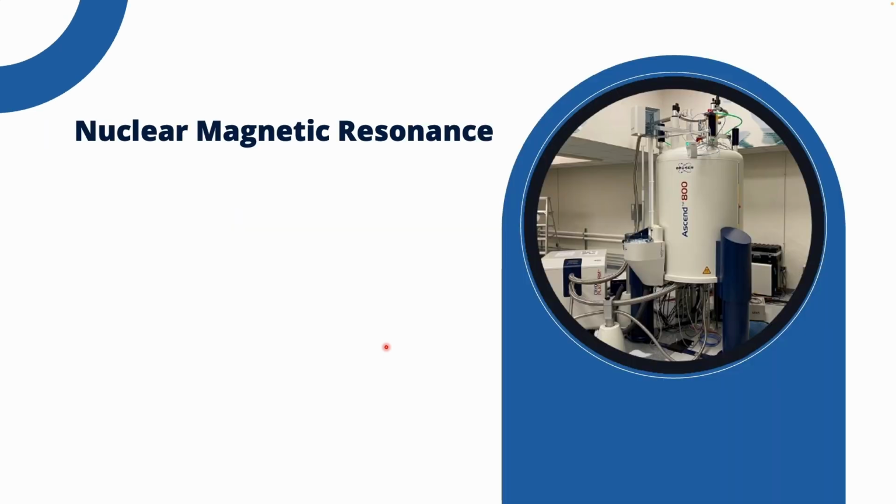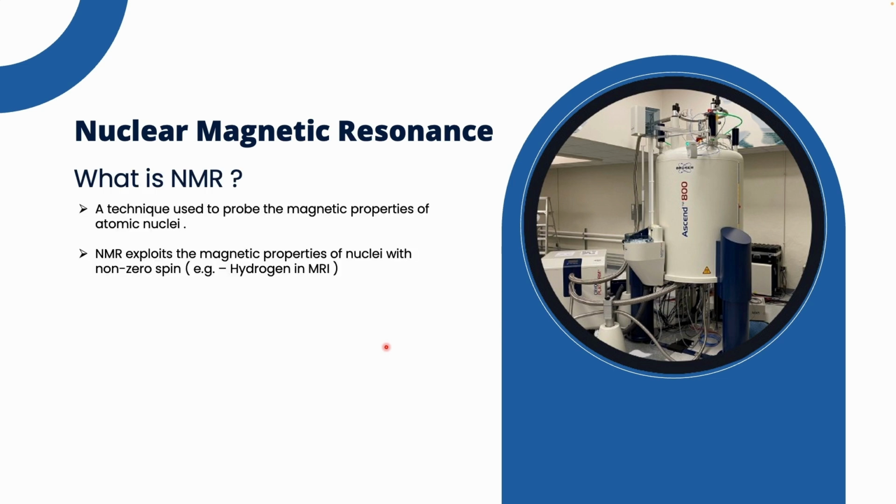What is NMR? Nuclear magnetic resonance. It is a technique used to probe the magnetic properties of atomic nuclei. NMR exploits the magnetic properties of nuclei with non-zero spin, an example being hydrogen in MRI.